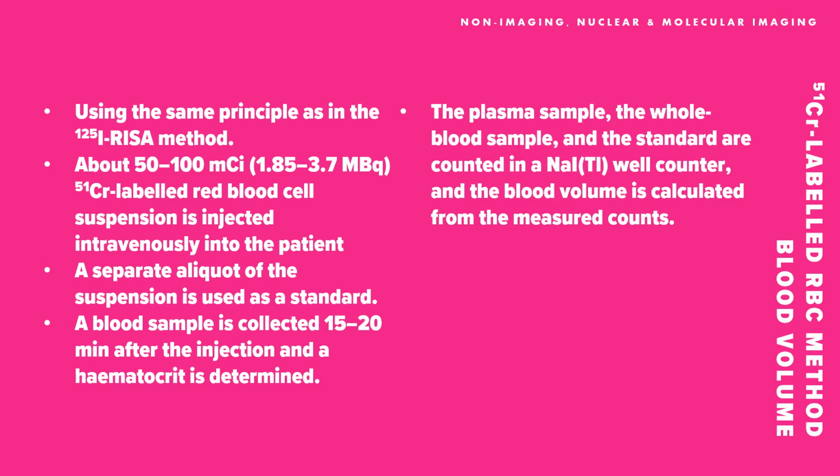In terms of the formula or equation, it uses the same equation that you use for the RISA method. So the difference between this method and the RISA method is just what you are using as a tracer. In the previous one, we used radioiodinated serum albumin, labeled with a tracer of iodine. For this one, we have the red blood cells being labeled with chromium-51. So that's different. Concept, principle, equation, similar.